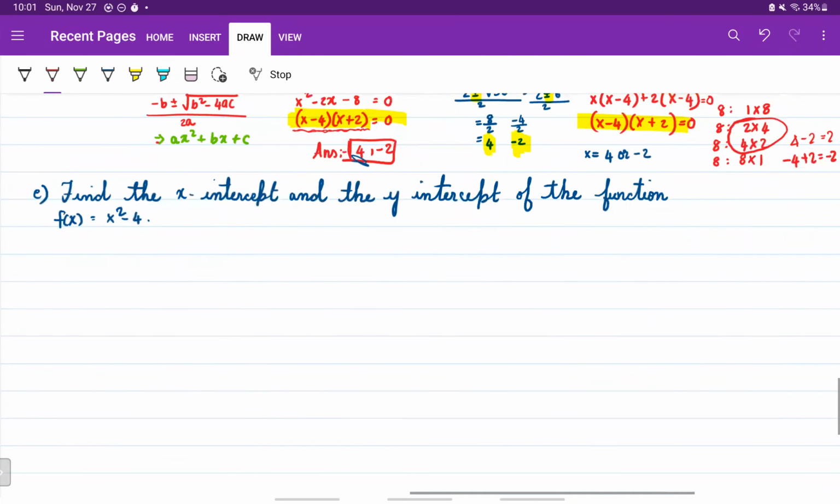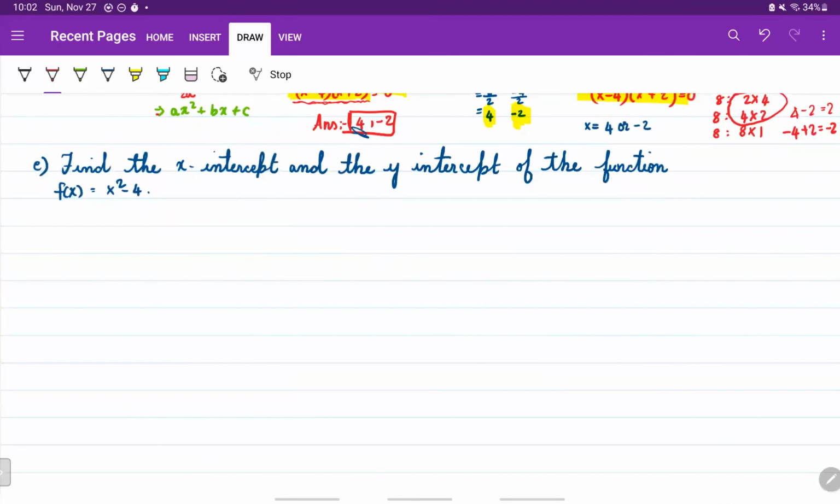So last question here for this video. Here we want to find the x-intercept and the y-intercept of the function f of x equals x squared minus 4. If you remember from the last video, x-intercept is where the graph meets the x-axis, that is where y equals 0, and y-intercept is where the graph meets the y-axis, that is x equals 0, right?